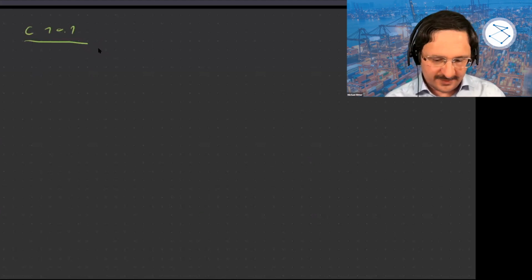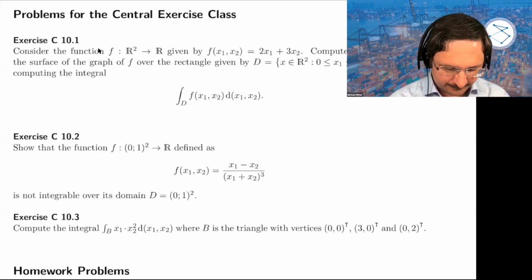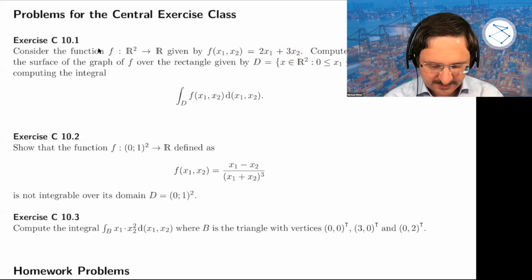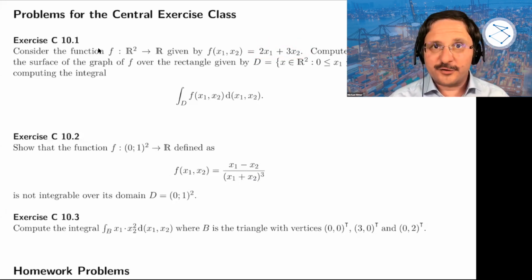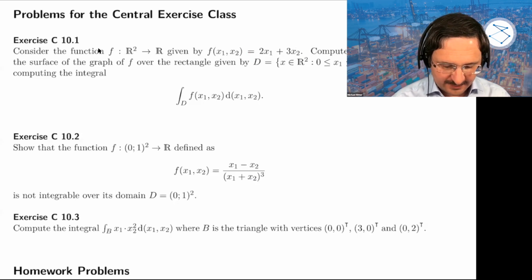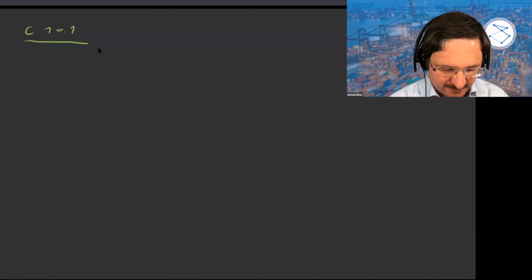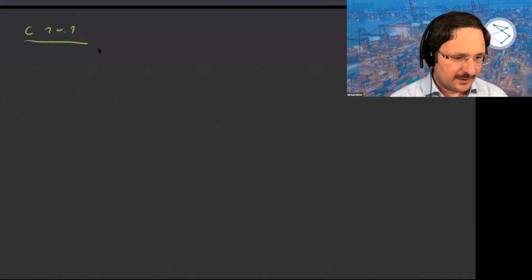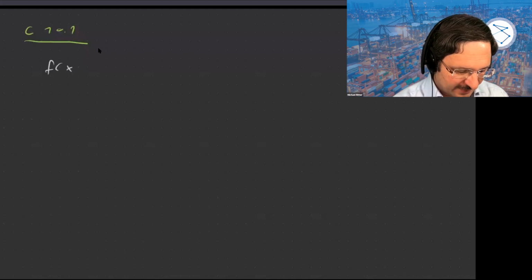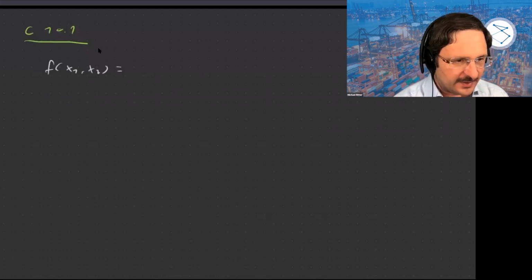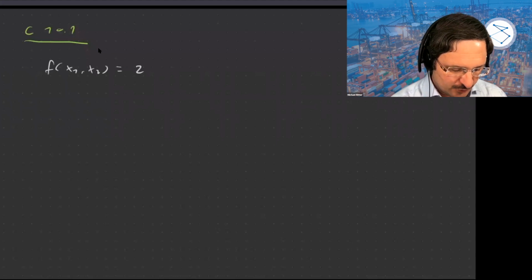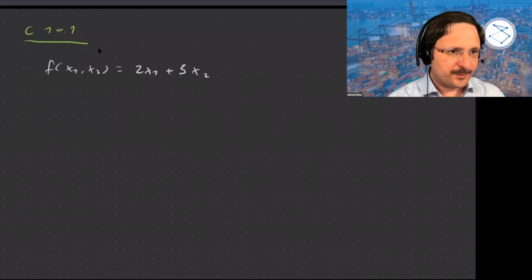So here we have a function, this function. And the question is, compute the volume below the surface of the graph and this rectangle here. And of course, we're going to do that by means of an integral. So the function f, once again, f of x1, x2 is given as 2x1 plus 3x2.